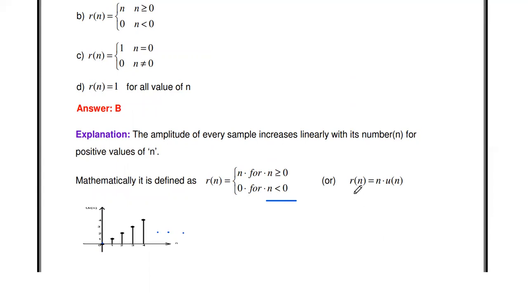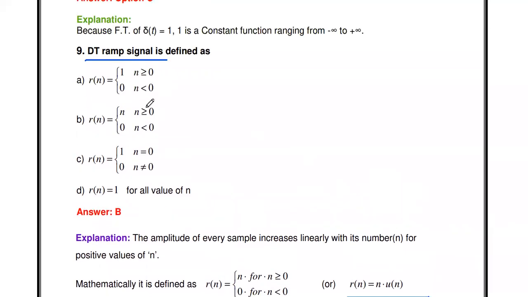Or otherwise, R of n can be written as n into U of n. So in this, which one is correct? R of n equal to 1 for n greater than 0? This is not correct. R of n equal to n for n greater than or equal to 0, and 0 for n less than 0. So this is said to be the discrete ramp signal.